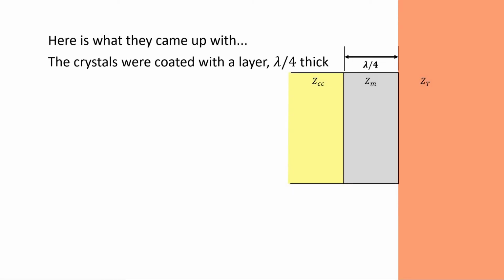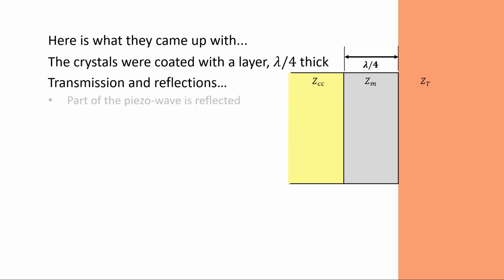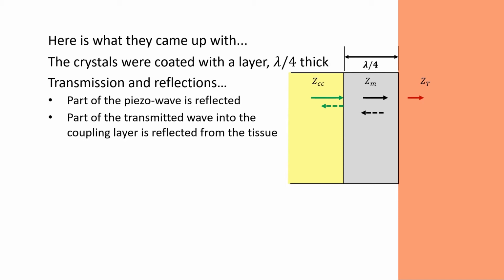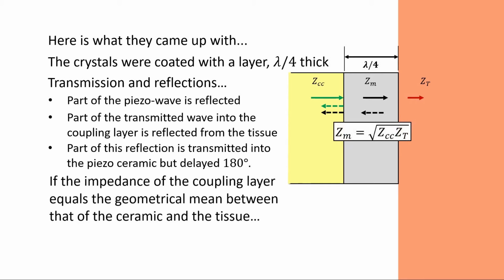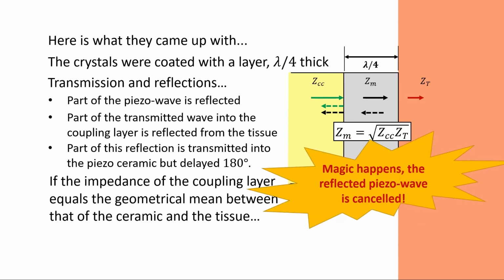The crystals were coated with a layer quarter wave thick. Let's check transmissions and reflections. Part of the piezo wave is reflected. Part of the transmitted wave into the coupling layer is reflected from the tissue. Part of this reflection is transmitted into the piezoceramic, but delayed 180 degrees. If the impedance of the coupling layer equals the geometrical mean between the ceramic and the tissue, bang, magic happens. Reflected piezo wave is cancelled.